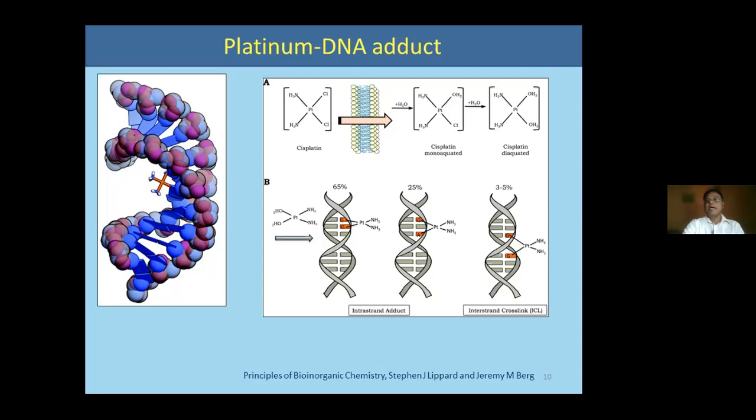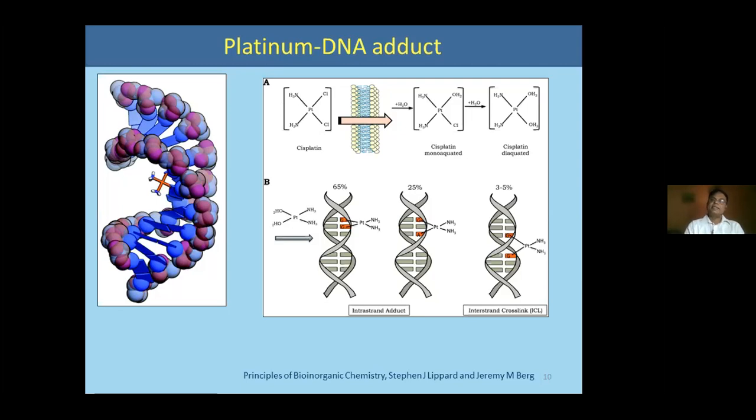But as the concentration of the chloride ion is quite substantial in the bloodstream, the platinum complex remains neutral, and that helps the platinum complex to diffuse through the cell membrane and go inside the cell. And once it enters the cell, the chloride concentration inside the cell drops drastically. It becomes something around 5 micromolar in nature.